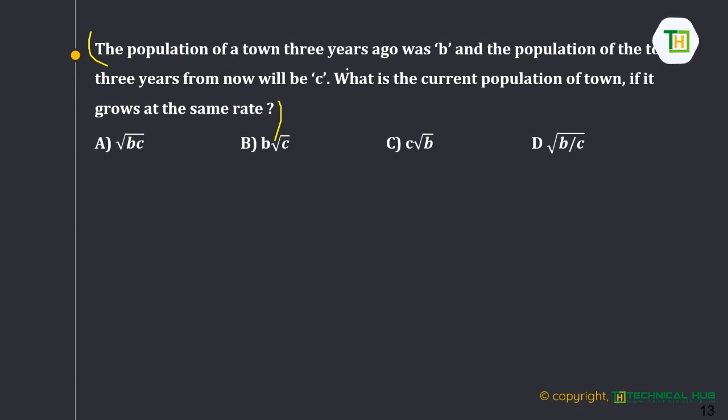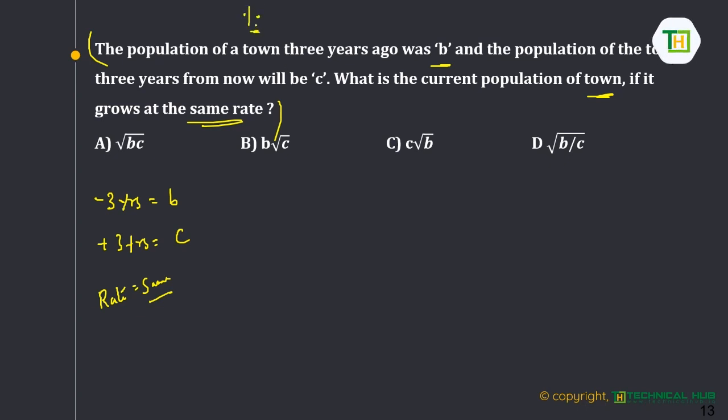So what is given here? The population of a town 3 years ago was B. And the population of the town 3 years from now will be, it means after 3 years, the population of the town is equal to C. So what is the current population of the town, if it grows at the same rate? It means every year the R value is the same, so the rate of percentage is the same. So this question is related to the percentage topic.